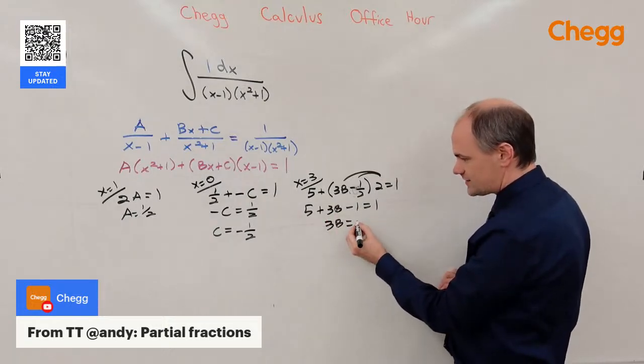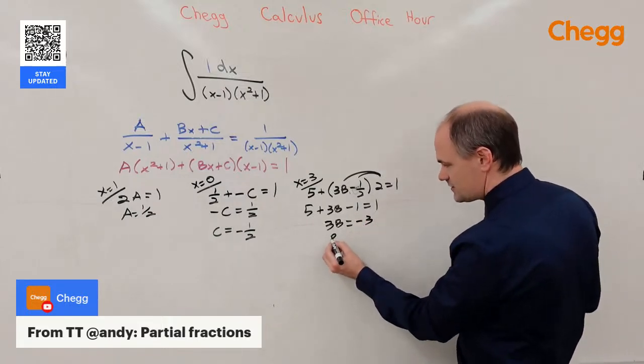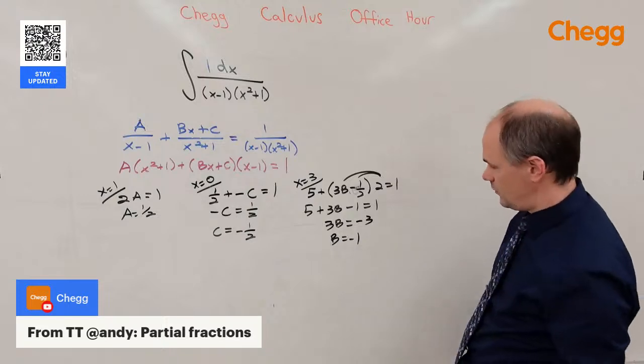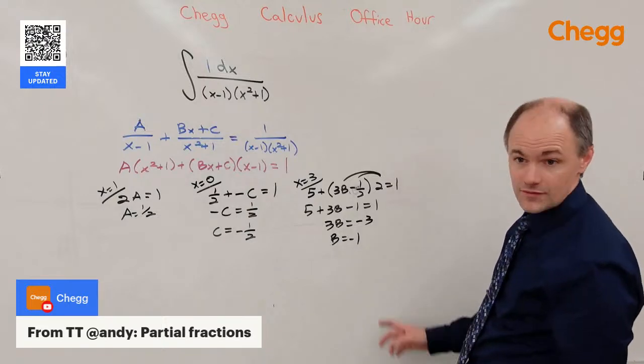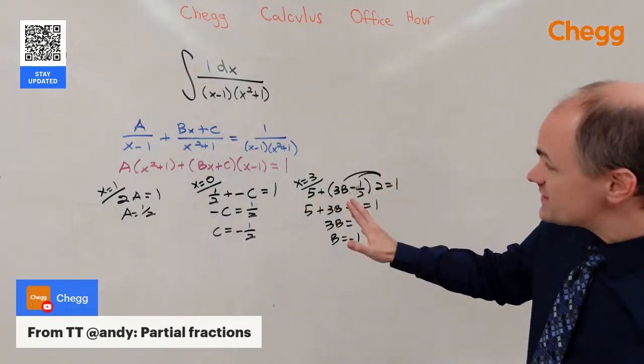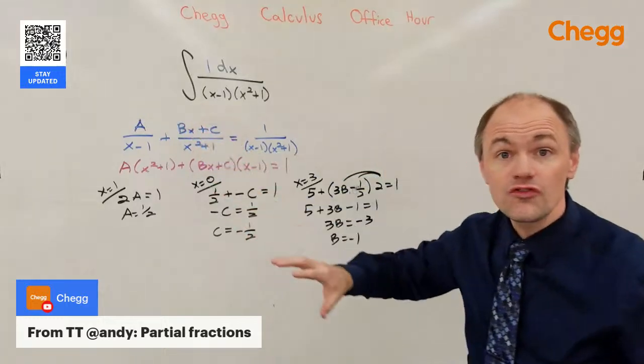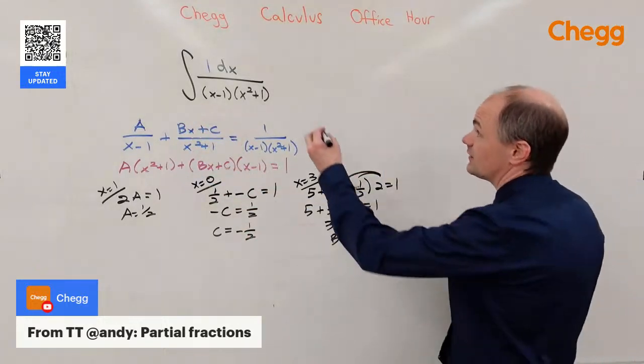Subtract 4 from both sides, and I get -3. How nice is that? B is just -1. Well, that is beautiful. It never works out that nice when I make up problems. What this is going to allow us to do now, though, is we can take this fraction and break it up into 2 fractions that are hopefully easier to integrate.